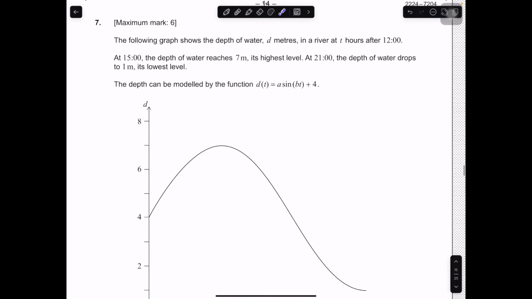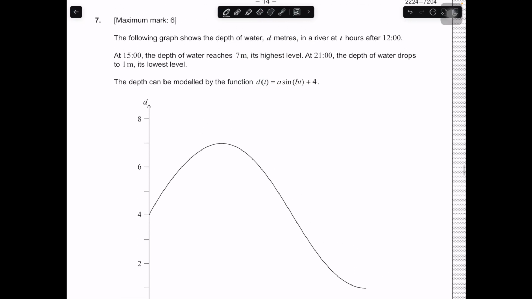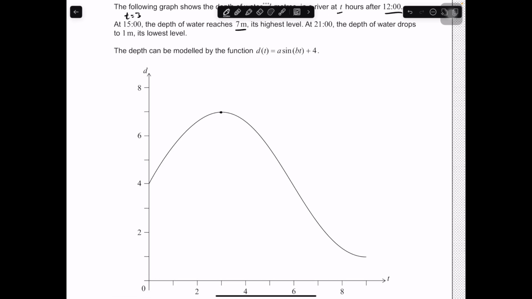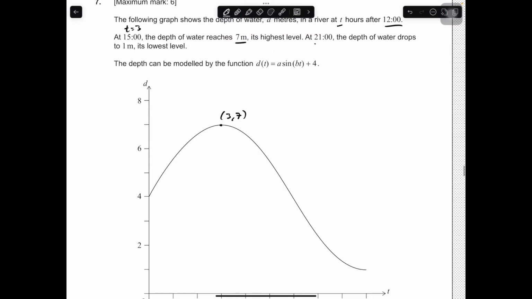Let's just put some values on here that we know. So time on the bottom, the scale here is t hours after 12. So 15 hours, that's going to be, well, t is equal to 3 because it's 3 hours after 12, and we know the height is equal to 7. So we know one thing. We know 3 hours, we have a height of 7. And at 21 hours, well, how far is that away from 12?